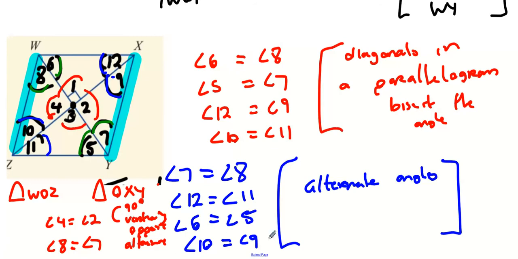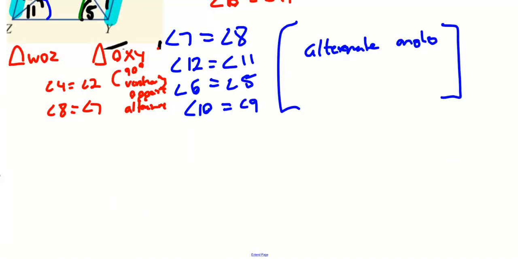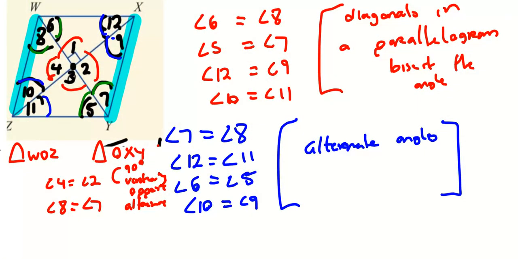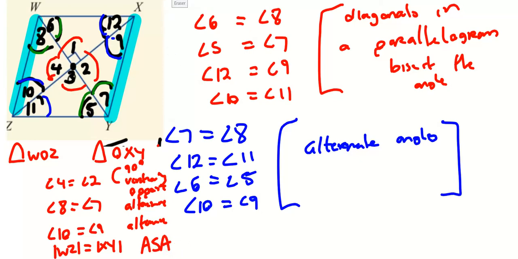Can I now say angle 10 equals angle 9? Alternate as well. Now, what do I say next then? WZ equals what? XY. And what do I have there? I have ASA. Is that right with you guys? I'm just going to rub out the other part at the moment just because we've already proved all that, haven't we? And I can use any of it now I want.